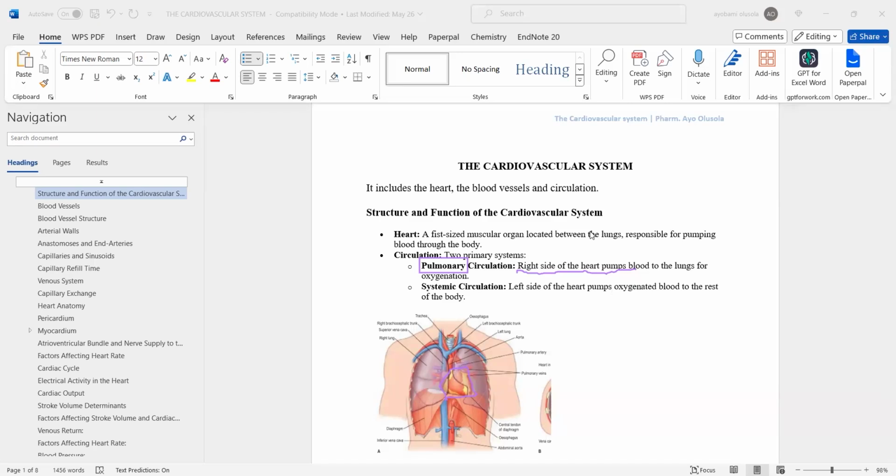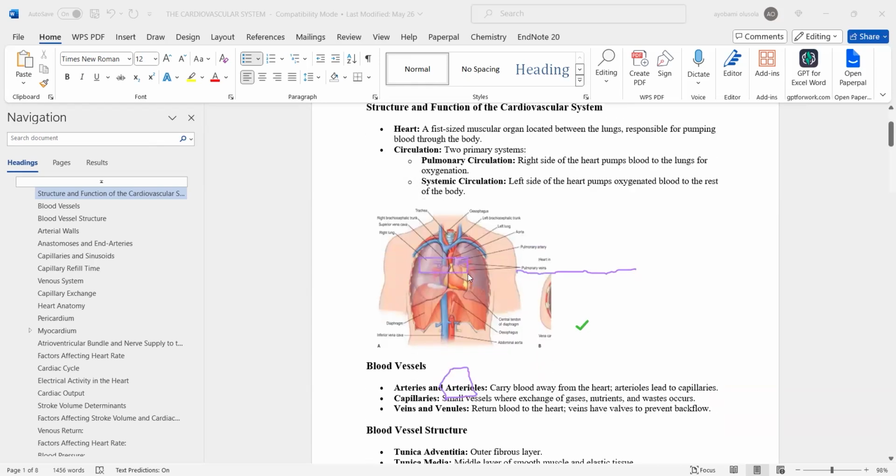The picture here is just depicting the position of the heart, and the heart is located in the mediastinum. That's the space, and it's more tilted to the left. So the left lung has a notch, a cardiac notch, because of the heart resting on that part.